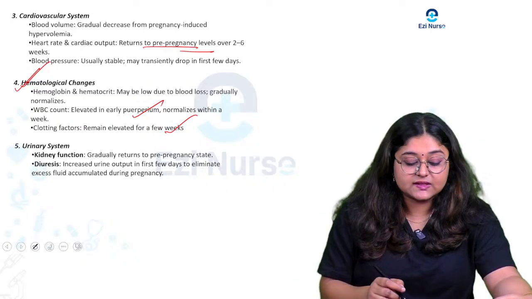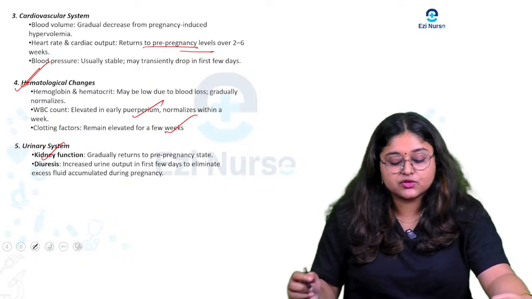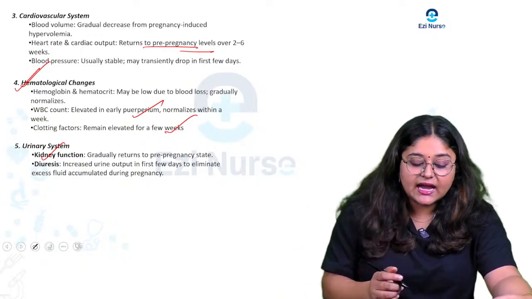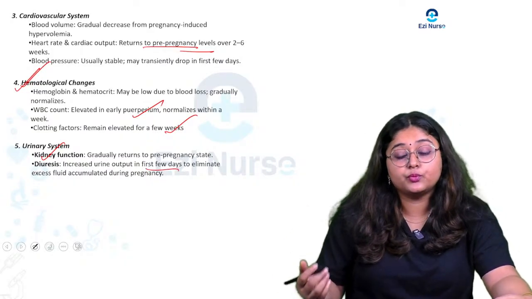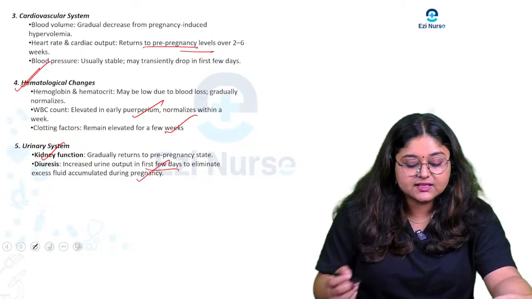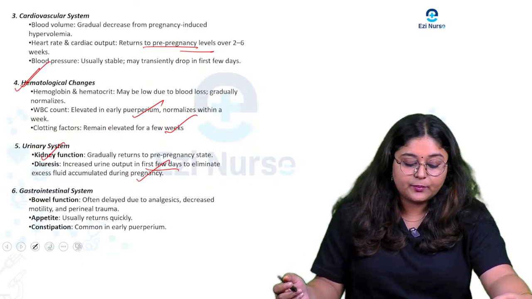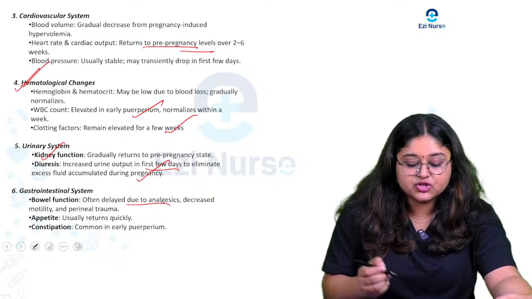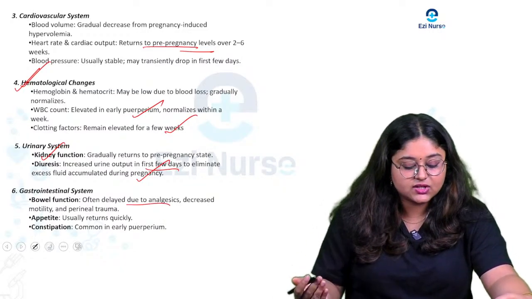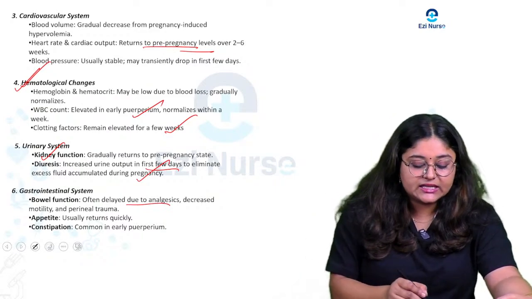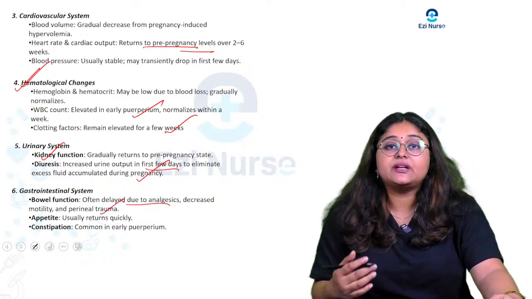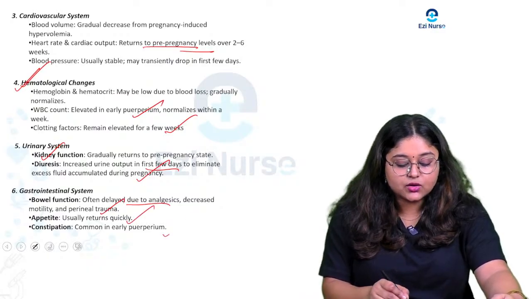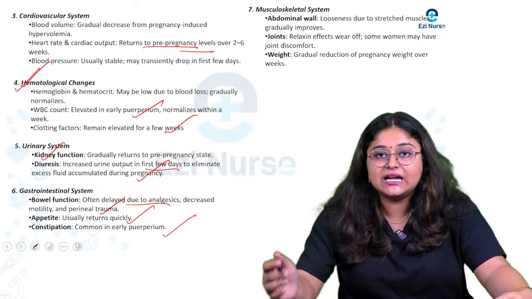Next is the urinary system. Kidney function gradually returns to the pre-pregnancy stage, and diuresis increases urine output in the first few days to eliminate the excess fluid accumulated during pregnancy. Next is the GI system. Bowel function is often delayed due to analgesia side effects, decreased motility and perineal trauma, and appetite usually returns quickly. Constipation is also very common in the early puerperium.